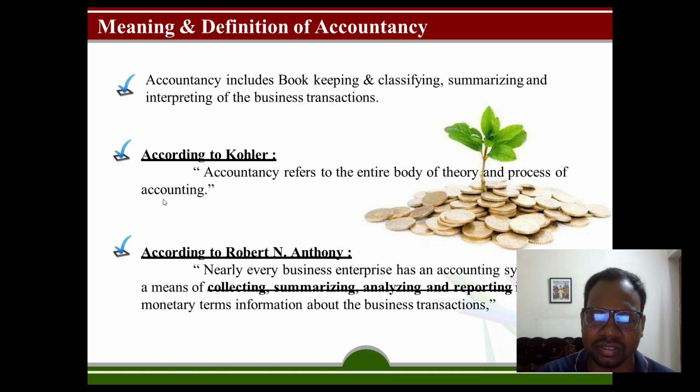Now let's hear, according to Koehler, accountancy refers to the entire body of the theory and process of accounting. Remember once again, or listen once again. Accountancy refers to the entire body of theory and process of accounting.